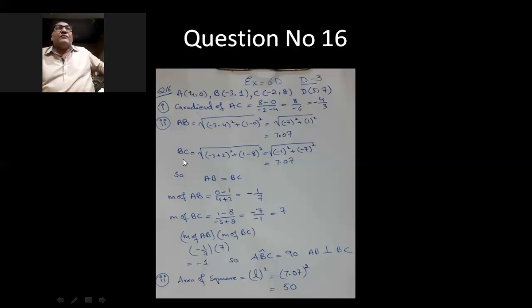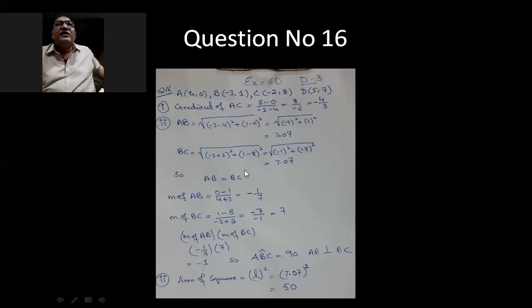In the same way, I will apply the distance formula on the BC. BC you can see here. So it will be -3 minus 2, so that will be -3 plus 2, that will be -1 whole square, that will be 1. So 1 minus 8, that is -7, and -7 square will be 49. So 1 plus 49 will be 50, and the root of 50 will be 7.07.